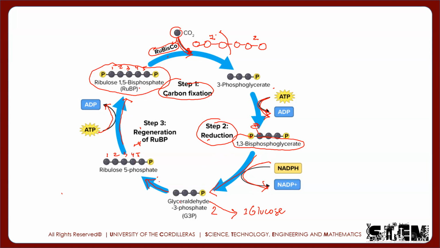And then the last step is we need to regenerate RuBP, the starting product, for us to continue the cycle again, because it's a cycle, so it should be sustainable. So there is a regeneration of RuBP. Okay, so that is the Calvin cycle. The end product of your Calvin cycle is basically, of course, the glucose.